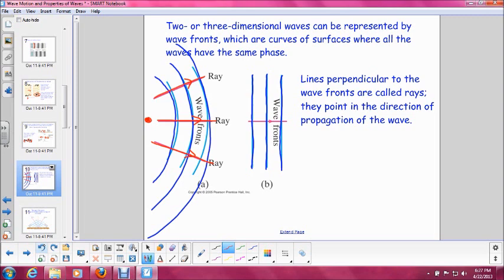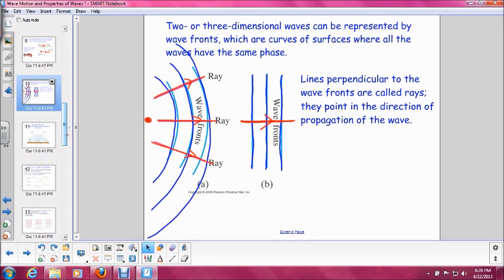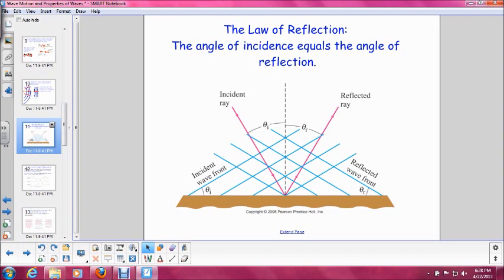But in the second picture, it's really not obvious to us which way this wave is traveling. We just know that it's moving either left or right. In order to know which direction it really is traveling in, we add a ray that makes a 90-degree angle with our wavefront, and we add an arrow to tell us which way this wave is moving. So the blue lines are wave fronts, and the red lines are rays. Now, this becomes really helpful when we get into complicated diagrams like this one.